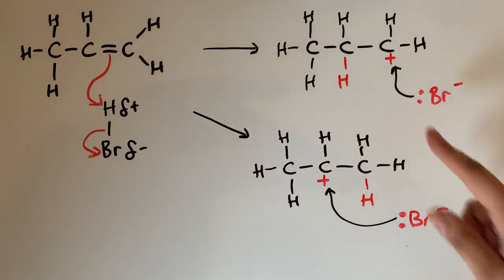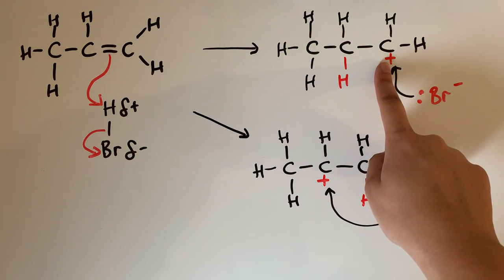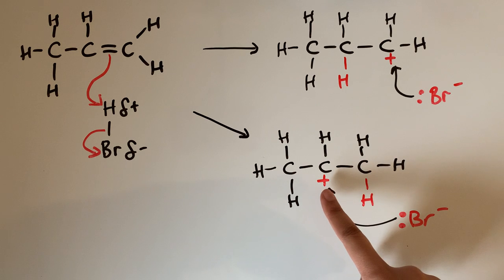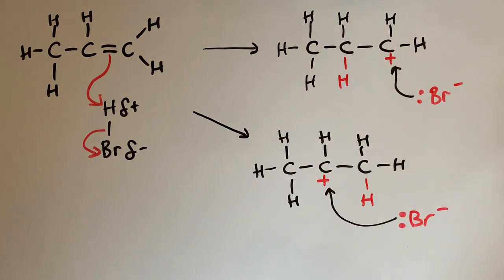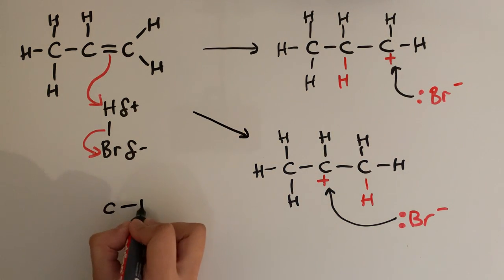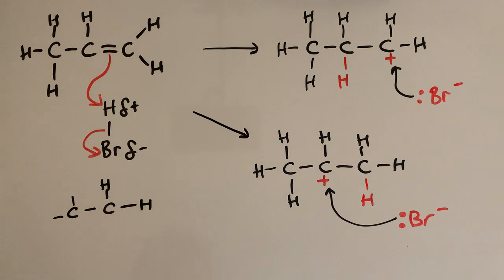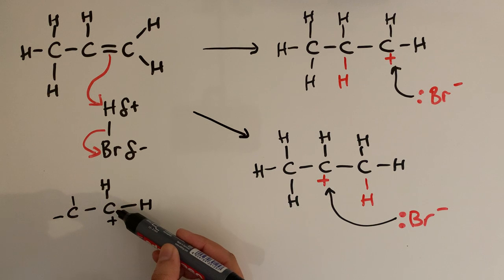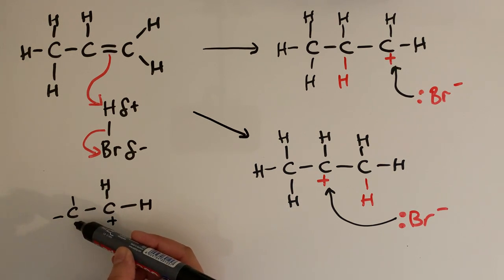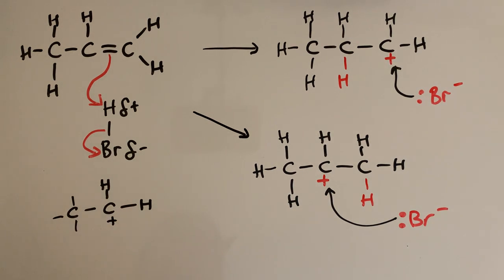With this one, the carbocation is on this carbon, and with this one here, the carbocation is on the middle carbon. So what we now need to do is name these types of carbocations. When you have a carbocation where the carbon with the positive charge is bonded to one other carbon, so this could be anything coming off here, we call this a primary carbocation.